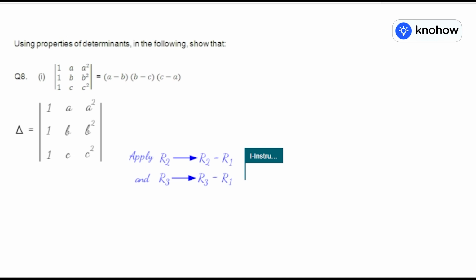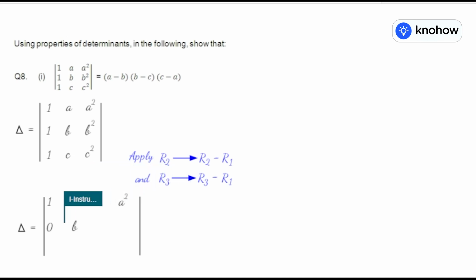And what will happen now? The value of the determinant will be, you see, R1 we are keeping the same. I repeat. And now R2 minus R1 gives you 0, b minus a, b square minus a square. And R3 minus R1 makes it 0, c minus a, c square minus a square. So immediately we get 2 zeros in column 1, which is very useful because when you expand, we will get a single element.